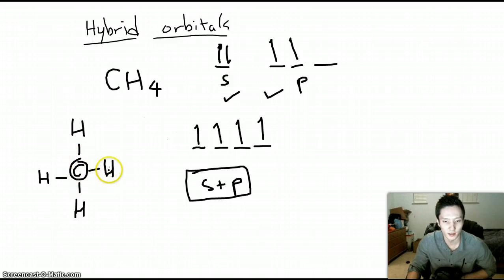The electrons around carbon belong to a hybrid orbital between s and p, and we call this particular orbital for carbon sp3. Why? Because we have an s orbital, and we know that the p orbital has three orientations. So we have one s, the first p, the second p, and the third p, so sp3. All the valence electrons around carbon come from the sp3 orbital.